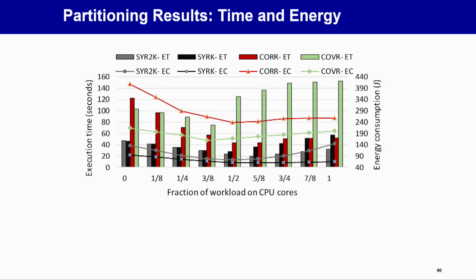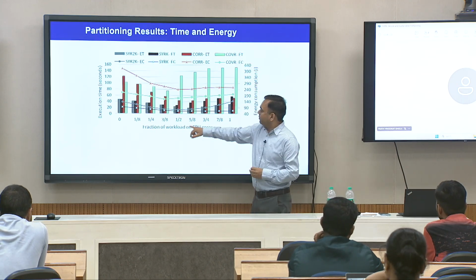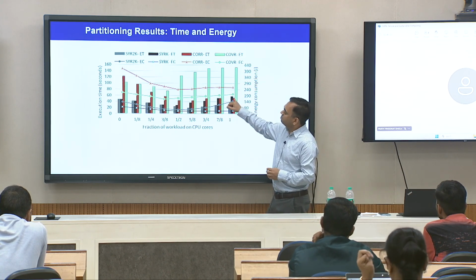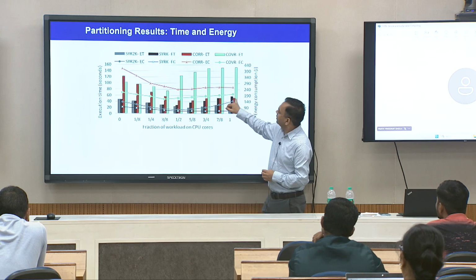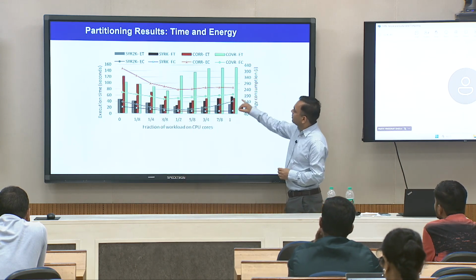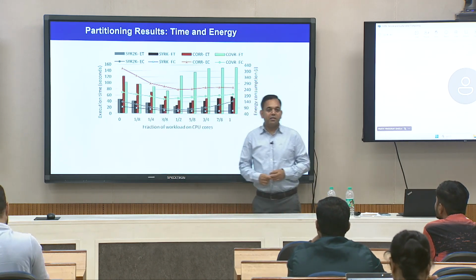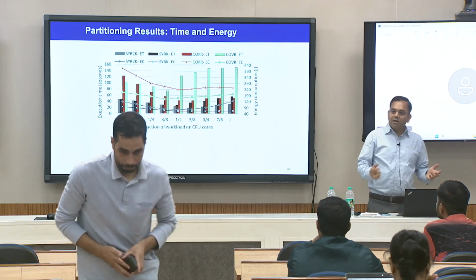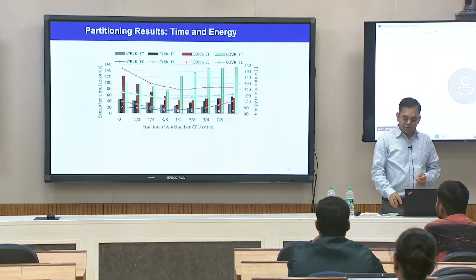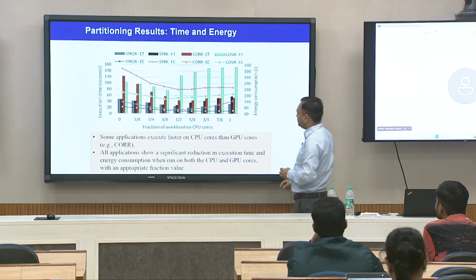And with this kind of graph, you can also see some applications are running well on the CPU, right? So you can see this red bar, that is correlation. If the fraction of workload on CPU is 1, like everything is on the CPU, the timing is like, I think, maybe 50 seconds or 55 seconds. But if everything is on the GPU, that takes more than 120 seconds. So there are some applications that are not the best on the GPU, they might be best on the CPU. Okay, so this is the first point.